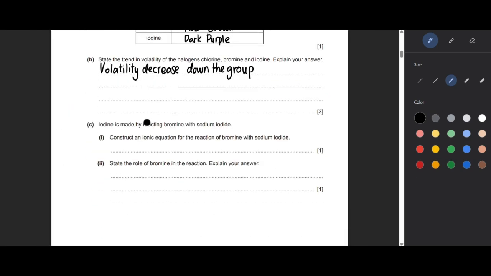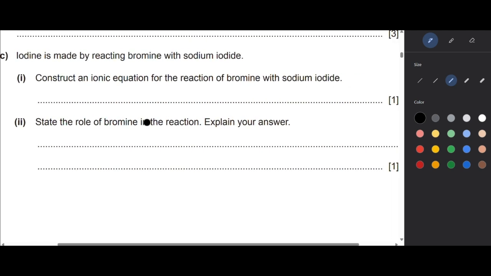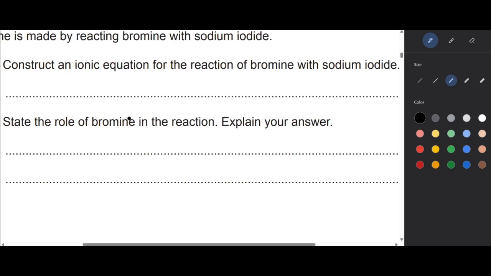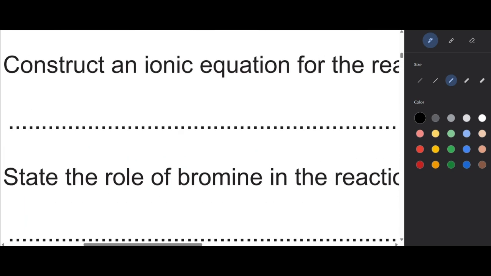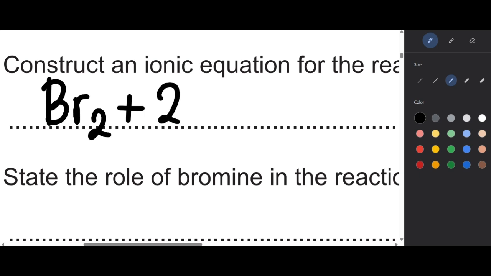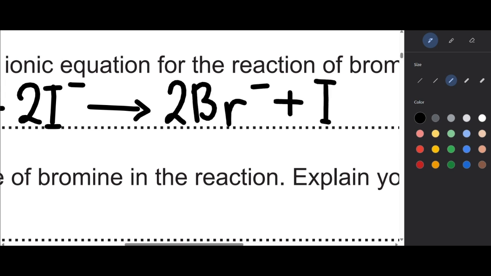Okay, and we move to C. Iodine is made by reacting bromine with sodium iodide. Construct an ionic equation for the reaction of bromine with sodium iodide. So in this question, we have to make the equation, which is Br2 plus 2I minus becomes 2Br minus plus I2.